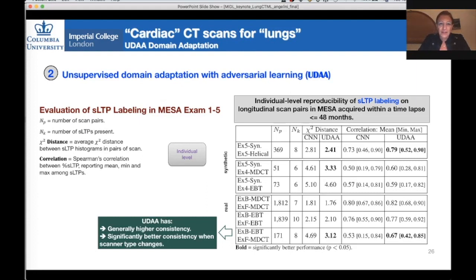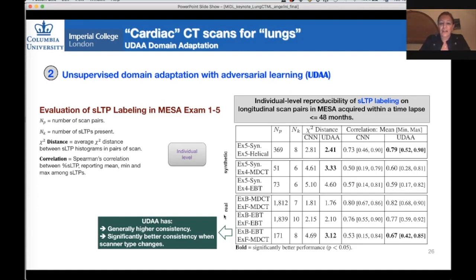All right, so moving on, we then evaluated the SLTP labeling in MESA exam 1 to 5 at the individual level. To do that, we did 2 things here that are summarized in this table. First, we compared the labeling using the synthetic data versus real cardiac scans that were available for the same subjects. And this is again distinguishing the 3 target domains.